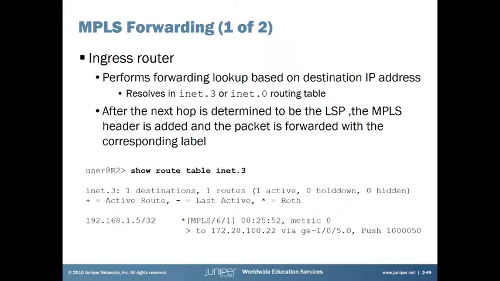So the ingress router will perform forwarding based on the destination IP address. It will resolve to inet.3 for MPLS or inet.0, but usually inet.3, which is the default. After the next hop is determined to be the LSP, the MPLS header is added and the packet is forwarded with the corresponding label. So there we are, an example of looking at the inet.3 table, and you can see that the label is there.